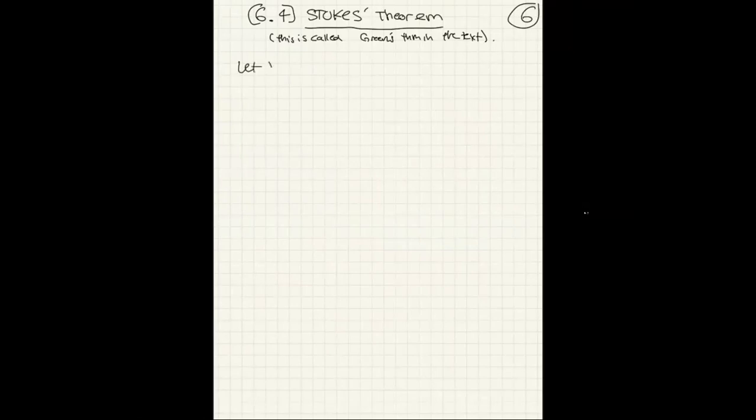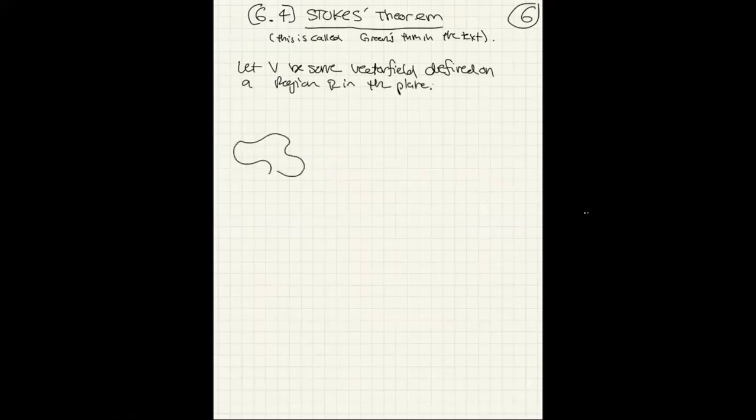So let V be some vector field defined on a region R in the plane. So think of this, you've got some region in the plane. This is X, Y. That's R. And all over R, you've got some vector field. I guess I've been doing that in green. Something like this. Okay. You've got some vector field.